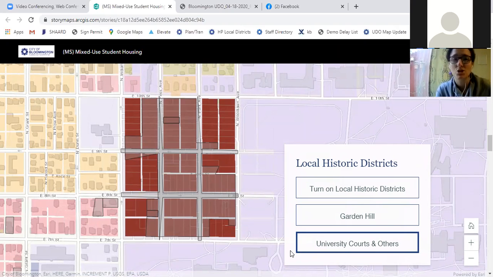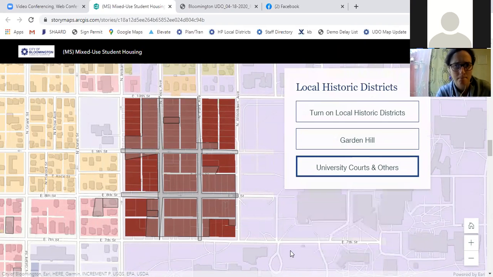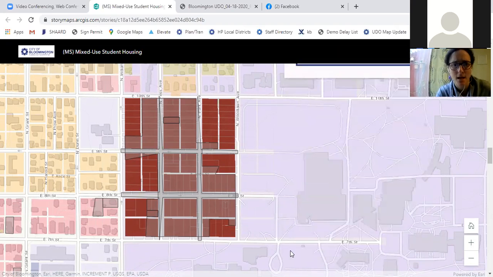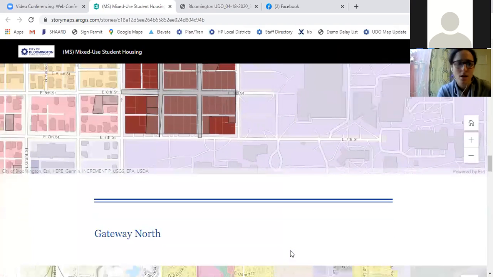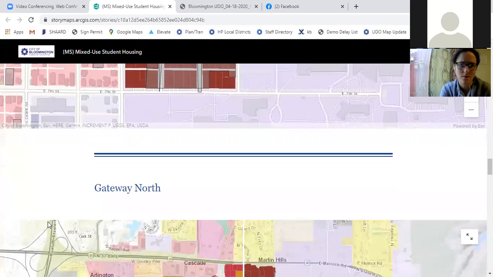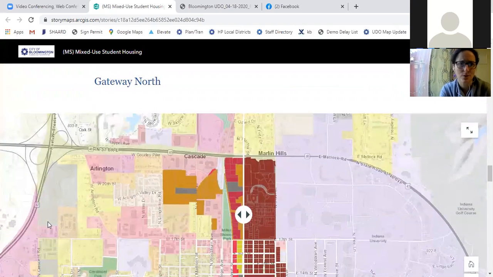So any petition, for example, for a structure for student housing in any of these areas would also have to get approval from the Bloomington Historic Preservation Commission and meet any of the requirements that are currently in those historic districts as well. So that often adds an extra layer of compatibility to new development that they get to weigh in and make sure that scale and materials are similar.